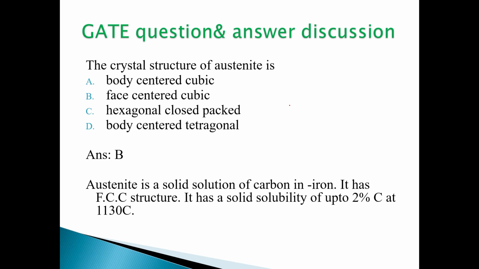Next question: the crystal structure of austenite is BCC, FCC, HCP, body-centered tetragonal. Answer is B. Austenite is a solid solution of carbon in iron. It has FCC structure. Okay, it has a solid solubility of up to 2% of carbon at 1130 degrees Celsius.